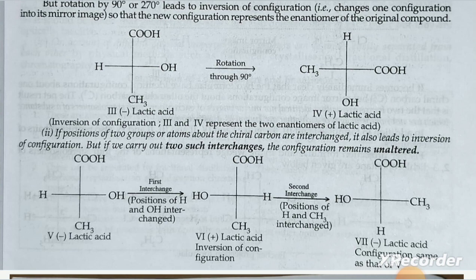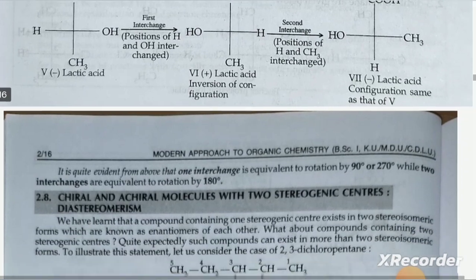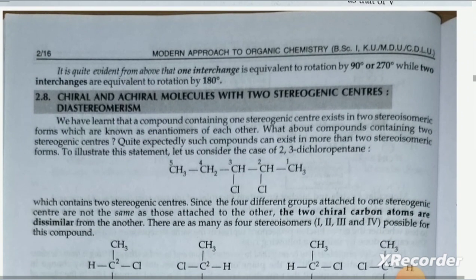Second, if the positions of two groups or atoms attached to the chiral carbon atom are interchanged, it also leads to inversion of configuration. But if we carry out two such interchanges, the configuration remains unaltered. It is quite evident from the above that one interchange is equivalent to rotation by 90 degrees or 270 degrees, while two interchanges are equivalent to rotation by 180 degrees.